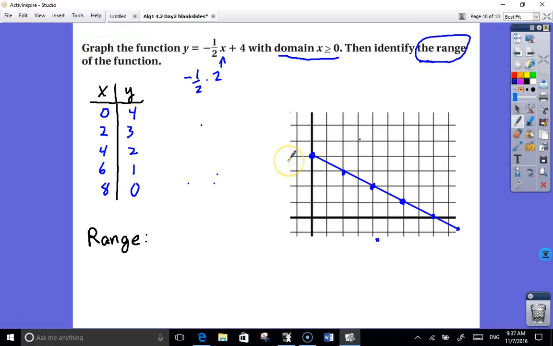Then what is the range? What's the highest y value you see on that graph? 4. Okay, but understand it's not just made up of those 5 points. That line is made up of infinitely many points. So I can't describe it by just listing a bunch of points. Like they gave the domain as x greater than or equal to 0, we have to say that the range is y is less than or equal to 4. It'll go infinitely down. But it includes more than just the points we plugged in. Okay, so y is less than or equal to 4.